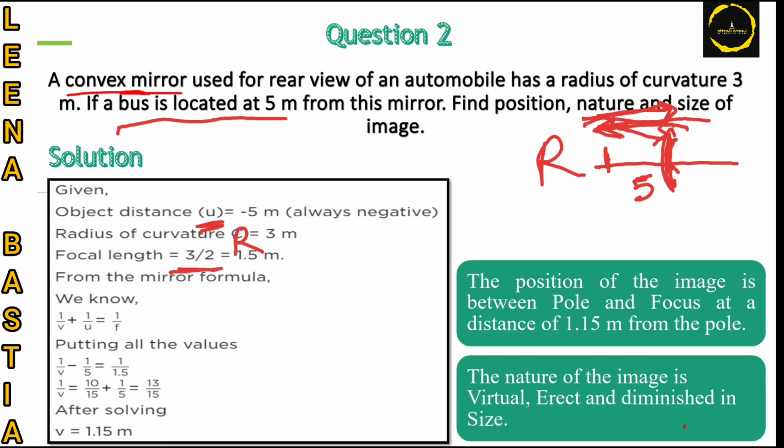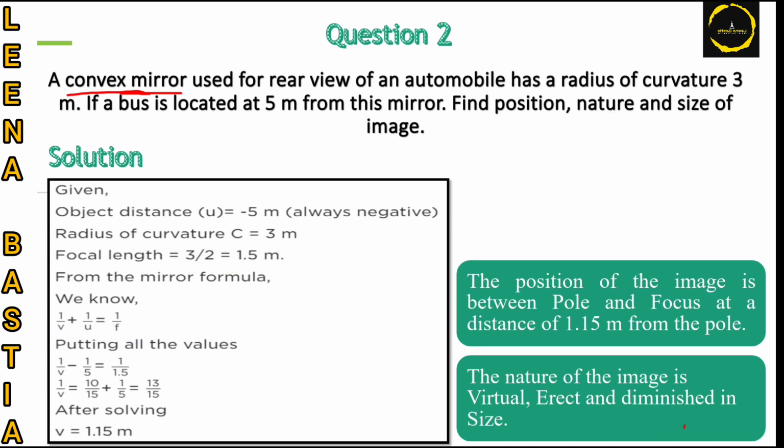See, this focal length is what? F equal to R by 2. So it is 3 by 2 and the value will be 1.5. Okay. Now use the mirror formula again: 1 by V plus 1 by U equals 1 by F. Now substitute all the values, you will get the value as V equals 1.15.